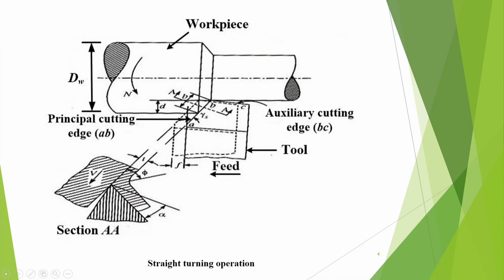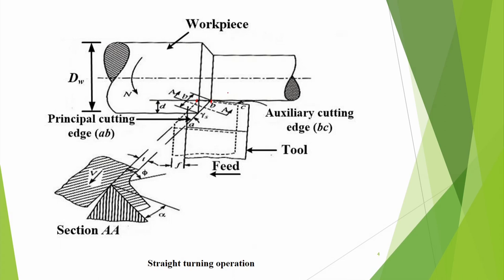So, let us see how the turning process goes on. This is dW, the workpiece is rotating at an rpm of n, the tool is moving, and we are giving the feed. In one revolution, the tool will go from here, this edge is here, this will go here. So that means this movement is f. And we have this cutting edge, the side cutting edge, which is called the principal cutting edge because it is mainly doing the main cutting.